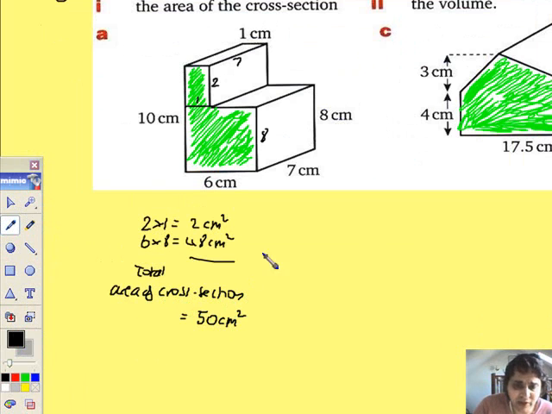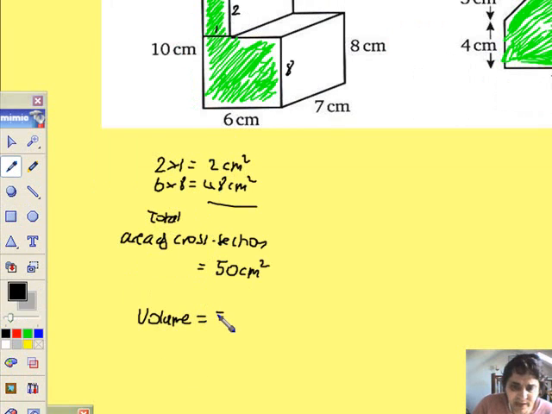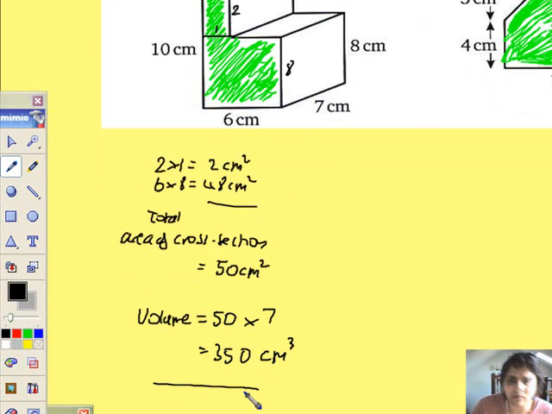So now the volume of this shape makes sense to do it together. It's going to be the area of the greeny, which is 50, multiplied by 7 deep. Well, 5 7s are 35. 350 centimetres cubed of volume. Easy. Sorry about the mix-up earlier. I went straight into volume.